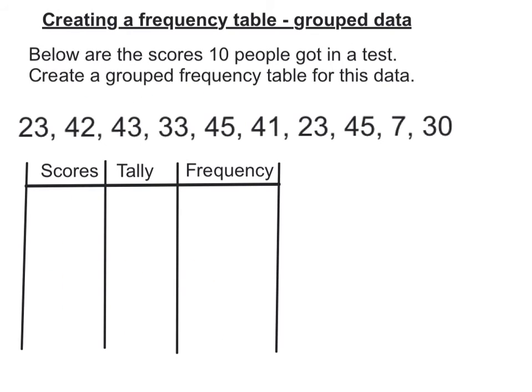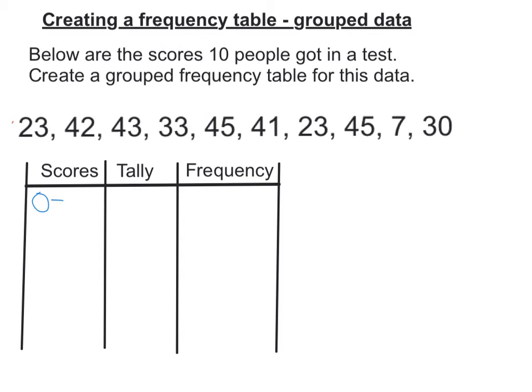Here's the second example. This is about the scores 10 people got on a test. Now, if you look at the numbers, they're all different. So if I put those in a frequency table, we'd have 10 rows, all with 1, which doesn't really help us any more than having the numbers written out. So what we're going to do is group them. And we're going to group them in tens.